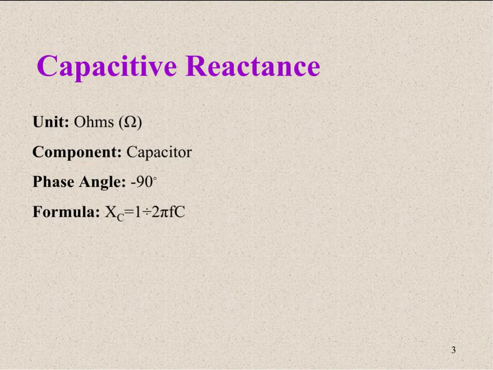Capacitive reactance, so we're talking about a capacitor. Again, the reactance, the unit is ohms, kilohms, milliohms, things like that. The reactance angle is minus 90 degrees, and it's important that you note the minus angle. Capacitive reactance XC is 1 divided by 2 pi F C, where XC is the capacitive reactance in ohms, 2 pi is a constant, F is frequency in hertz, C is the capacitance in farads.